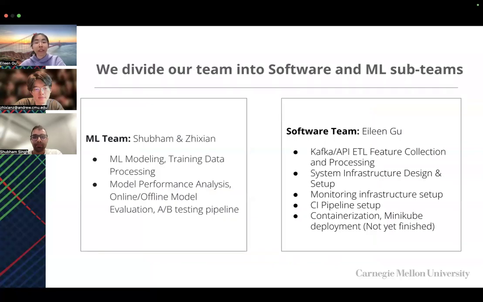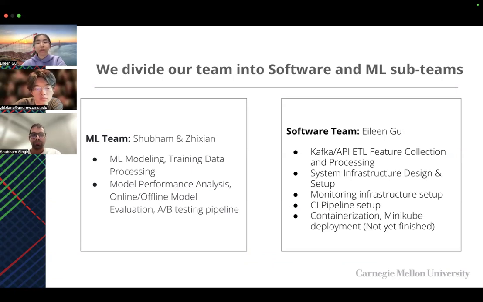Our teamwork heuristic is that we divide our team into software and machine learning subteams to better match every member's expertise. Within the machine learning team, Shubham and Zhixian are in charge. They're mostly responsible for machine learning modeling, training with data processing, model performance analysis, online and offline model evaluation, and the A/B testing pipeline.